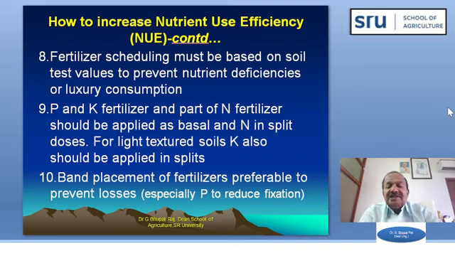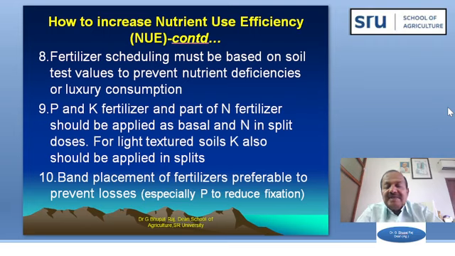Fertilizer scheduling must be based on soil test values to prevent nutrient deficiencies or luxury consumption. If the soil test value is high, a smaller quantity of fertilizer has to be applied. If the soil test value is low, a larger quantity of fertilizer has to be applied. So depending upon the soil test value, scheduling has to be done.